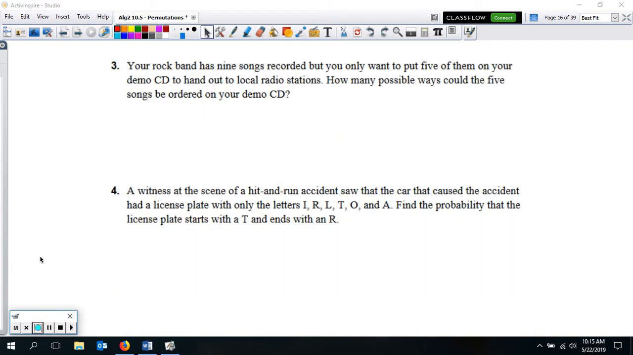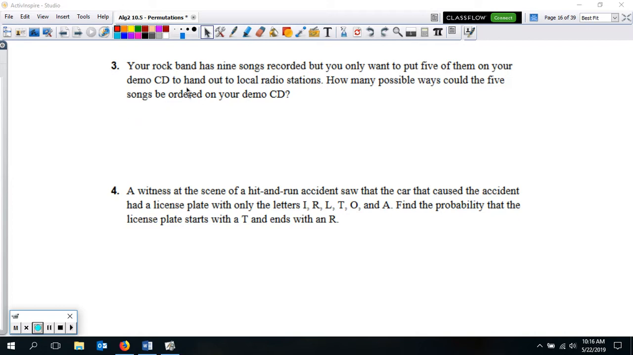Okay, so problem 3 on their extra practice says your rock band has 9 songs recorded, but you only want to put 5 of them on your demo CD to hand out to local radio stations. How many possible ways could the 5 songs be ordered on your demo CD? So definitely the wording is permutation. It says ordered right here. You're going to order them. It's an arrangement. There's going to be an order here, so order does matter, which means it's definitely a permutation.